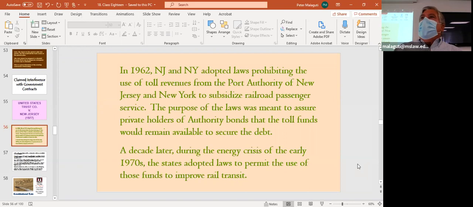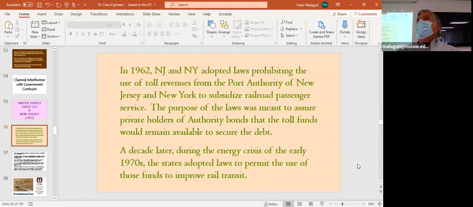We would eventually find other ways to get petroleum, like producing more of it ourselves. Back then, we used to be totally reliant on the OPEC nations for petroleum. We're much less so today. So all of a sudden, the Port Authority wants to start using the toll revenues to build mass transit, to improve rail transit in and around metropolitan areas.